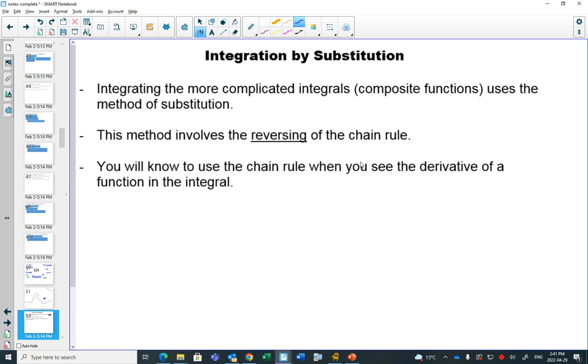Okay? How do we know when to use this? The key is you see in the integral both an equation and its derivative are present. Or its equation and most of its derivative are present. So you really have to know your derivative rules well because it's in a process of recognition.